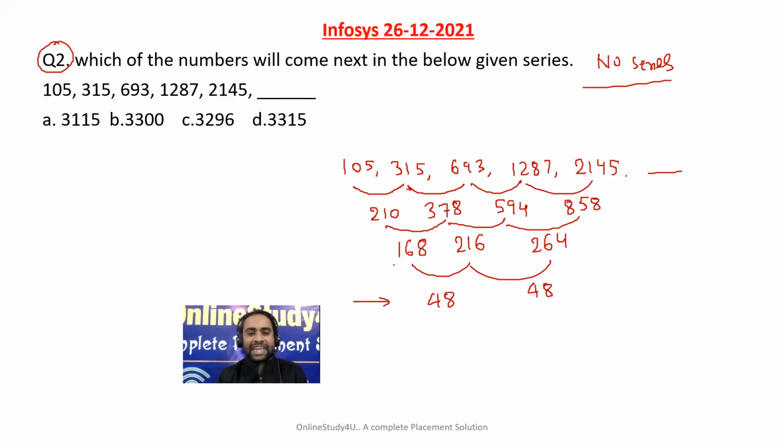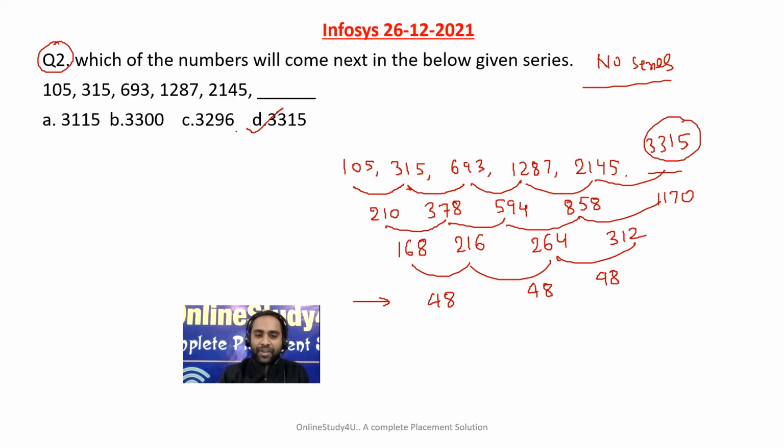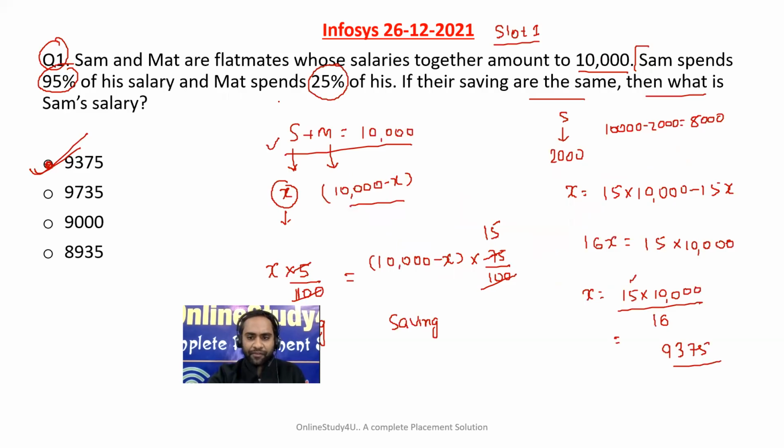So this is a 3-layer difference, and 48 is nothing but the constant difference. Now 264 plus 48 will be 312. Again, adding this difference gives the next term, and the answer comes out to be 3315, option D is the correct answer. So this is a number series question, and we started with the difference because layer-wise differences were there.